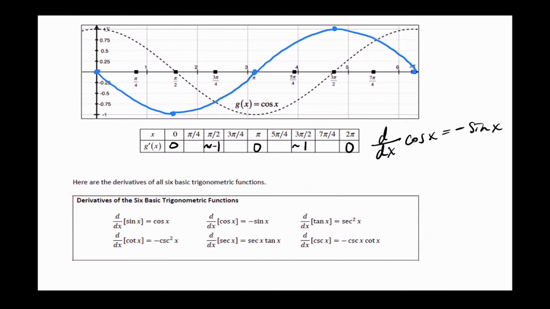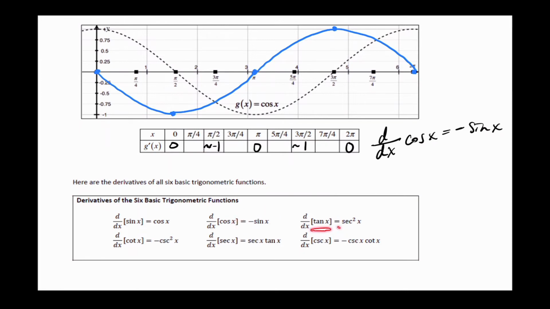The derivatives of all 6 basic functions. The 2 we started with are here: sine and cosine. The derivative of sine is cosine. The derivative of cosine is negative sine. And then we go to the rest.